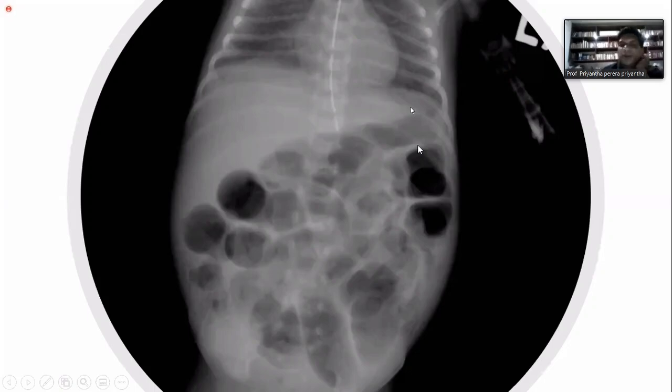So after a while, if you don't treat it, what will happen? You will get air bubbles appearing inside the bowel walls, right? What do you call that?